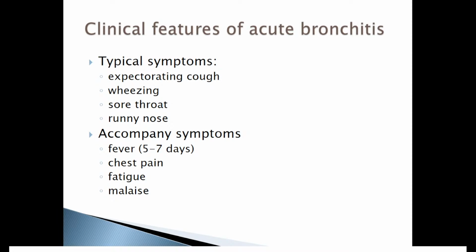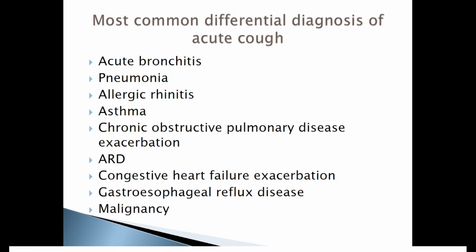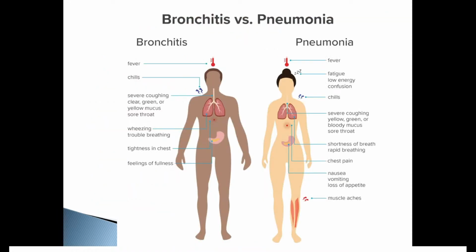Clinical feature of acute bronchitis: cough with sore throat, runny nose. Accompanying symptoms: fever, chest pain, fatigue, malaise. Now, we have to differentiate acute bronchitis, as I told you before, mostly with pneumonia. Also with COPD, asthma, allergic reaction, common cold, congestive heart failure, even with gastroesophageal reflux disease and malignancy.